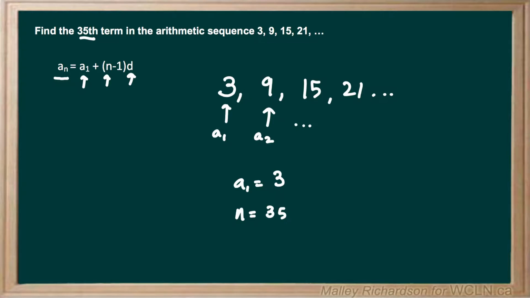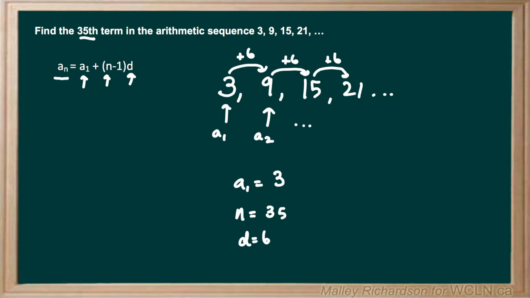Now what we need to find is d, which is the common difference. To find d, we need to ask ourselves, what do we have to add to get from 3 to 9? Well, to get from 3 to 9, we have to add 6. To get from 9 to 15, we also have to add 6. And to get from 15 to 21, we also have to add 6. So the common difference between each of these terms is 6. So d equals 6.